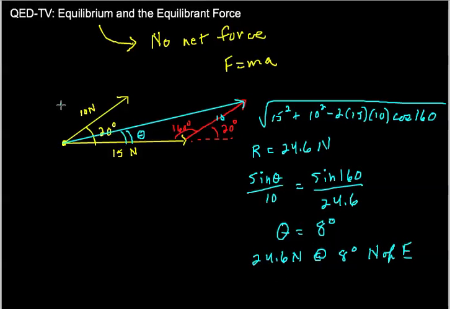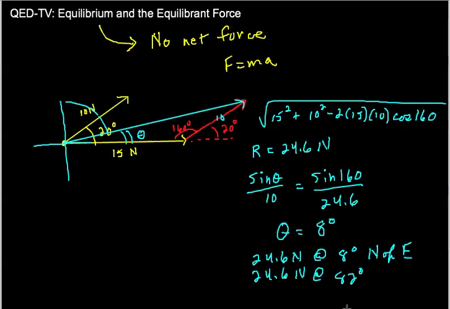Another way to write this, because if I have a grid on here, instead of writing 8 degrees north of east, I can measure from north all the way around to this. So that would be 24.6 newtons at 82 degrees. And all I have to do is just write degrees. And we did all this in the last movie.